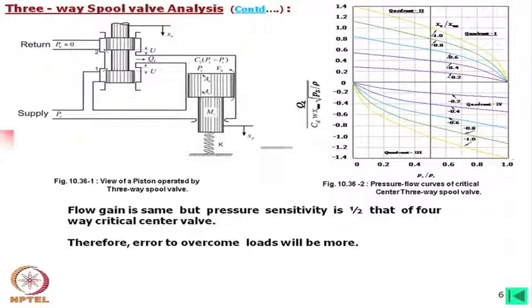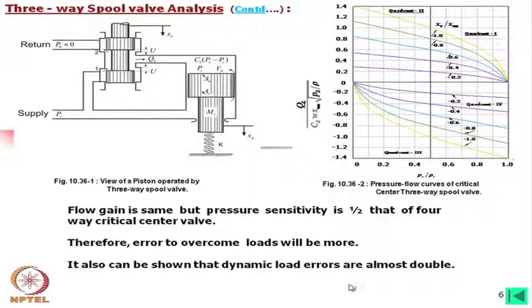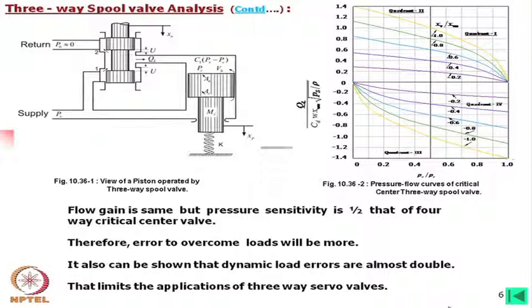This means that although the three-way valve is simpler in construction and it is very good to select in the case of reversal operations, mostly for the linear actuator, the error will be more. That means to rectify such error we need a much stronger, better controller than for the four-way valve. It also can be shown that the dynamic load errors are almost double due to this factor, that limits the application of the three-way servo valve.